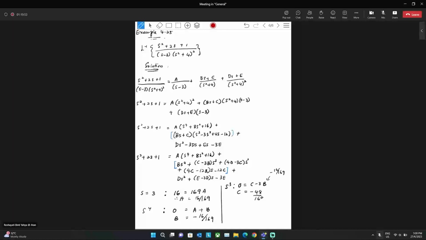I'm sure you know how to solve this. So for S squared, 1 equals, look at S squared, you have 8A plus 4B minus 3C plus D. Look here, S squared, and then plus D. So you will get your D equal to negative 3 over 13. Same goes to S.